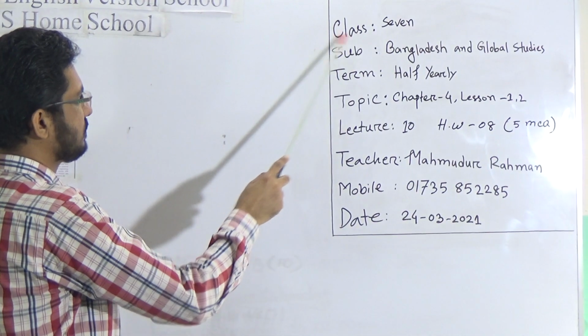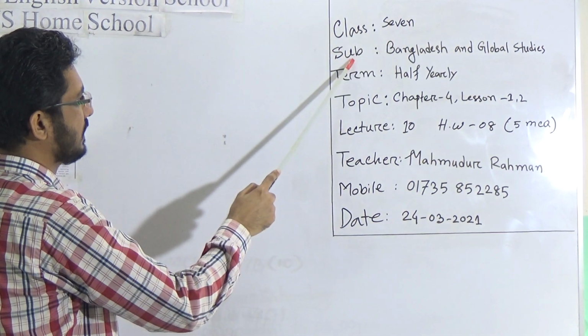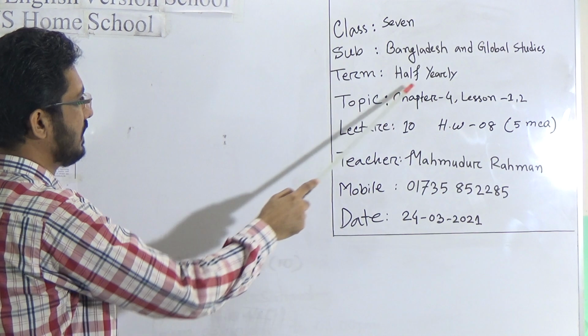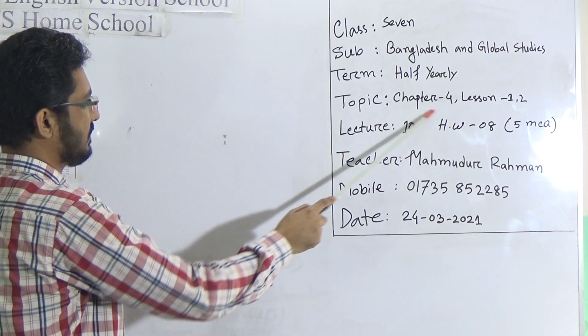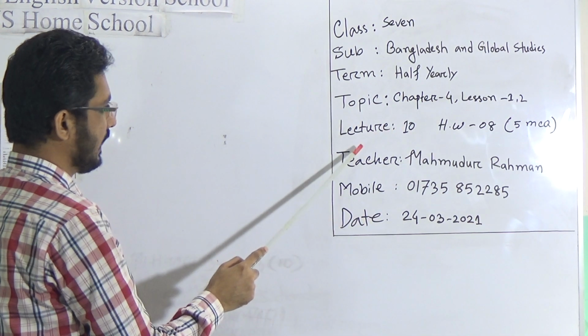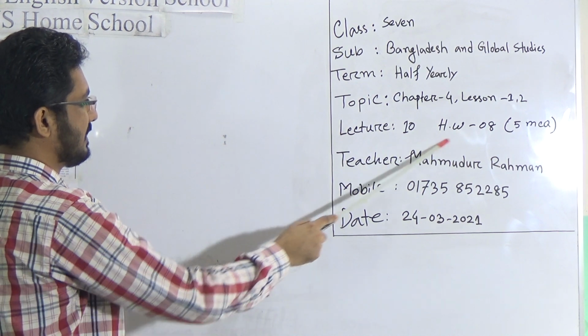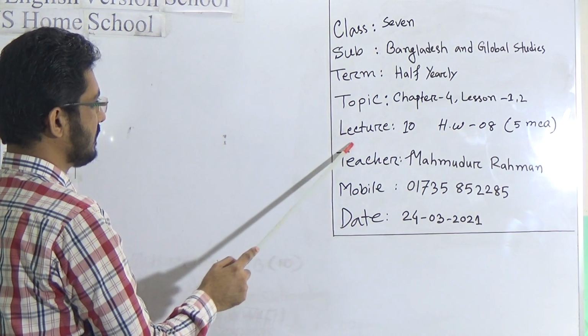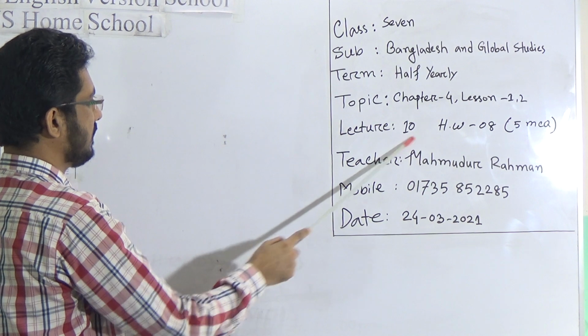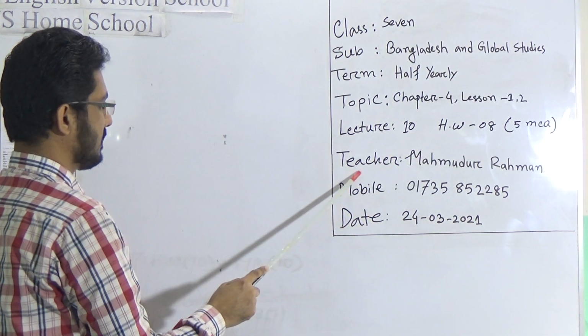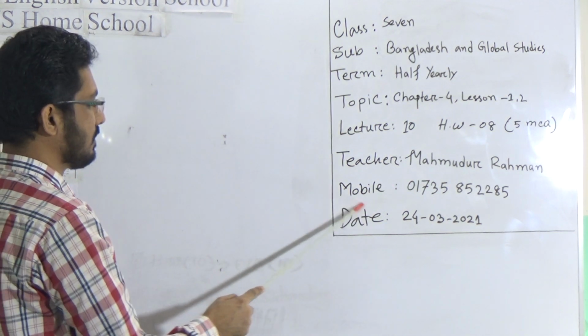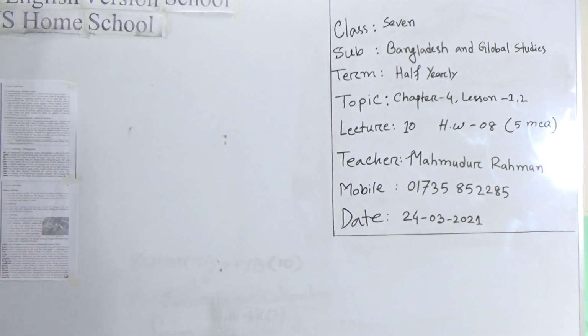This is the class for the students of class 7, subject Bangladesh and Global Studies, term half yearly, topic Chapter 4, Lesson 1 and 2. This is your lecture number 10 and HW number 8. This is my name Mahmudur Rahman and this is my contact number. Okay, let's start. This is your reading done class.